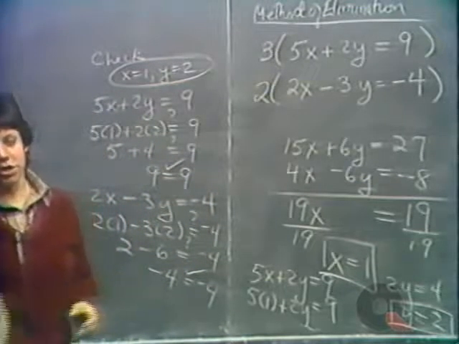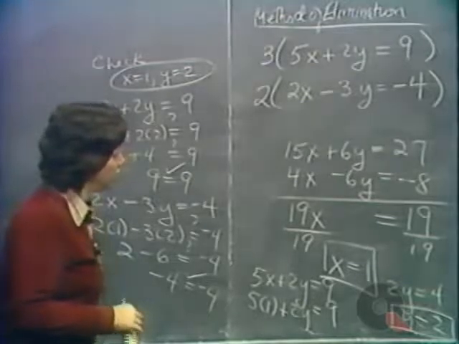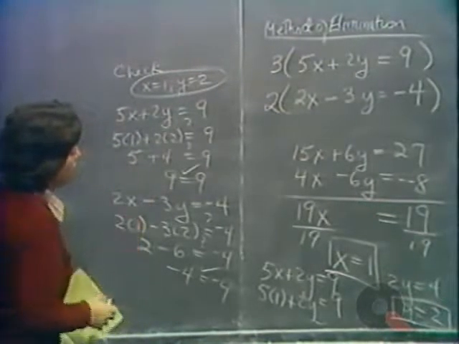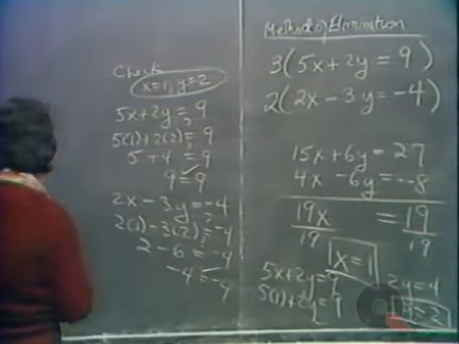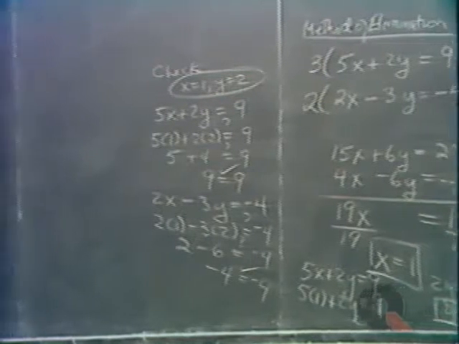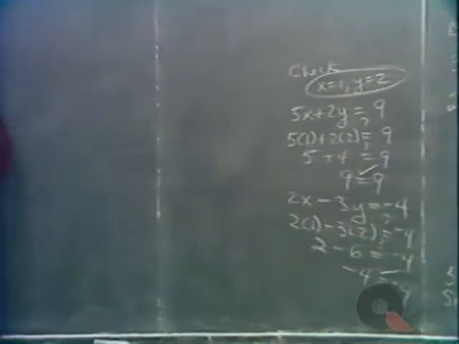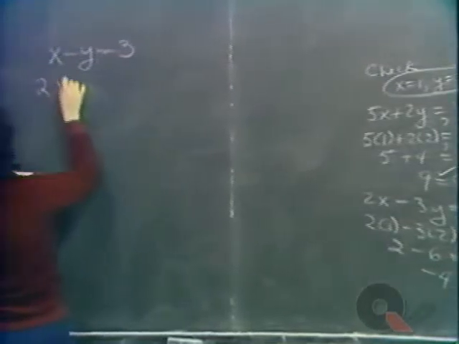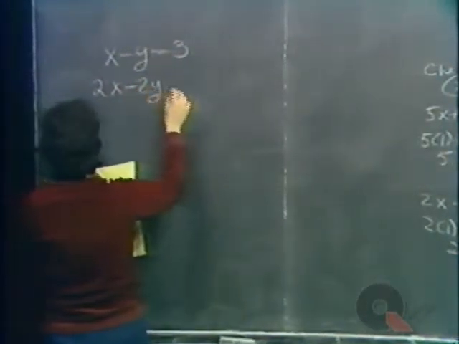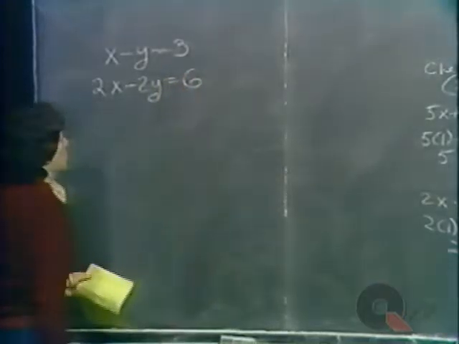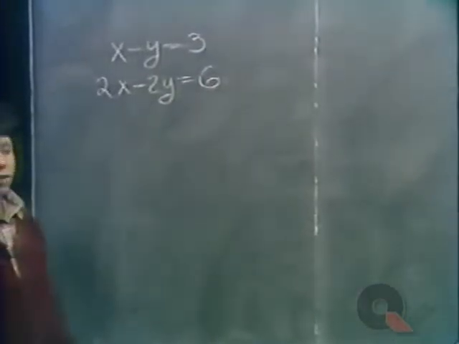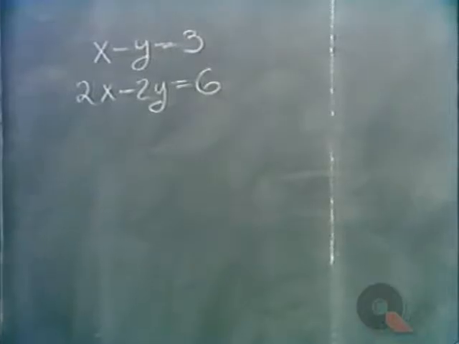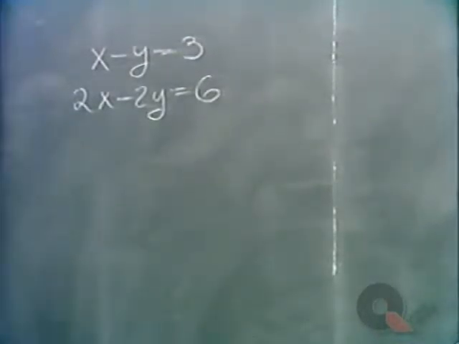I'd like to show you how these possibilities manifest themselves algebraically. You know what they look like geometrically, but how will you recognize them if it happens when you're solving your systems by the method of elimination algebraically? Okay, consider the following example. x minus y equals 3. 2x minus 2y equals 6.